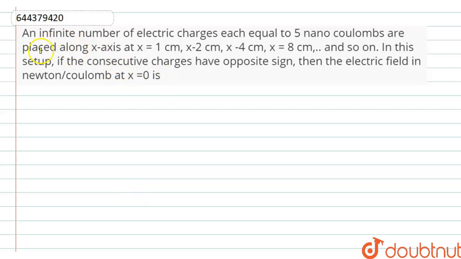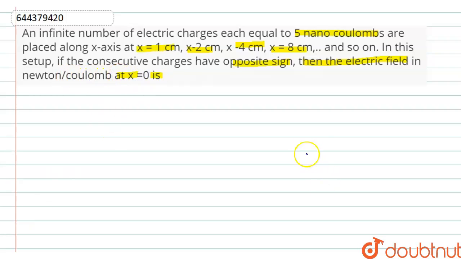Hello dear students, here the question is: an infinite number of electric charges, each equal to 5 nanocoulombs, are placed along the x-axis at x equals 1 centimeter, x equals 2 centimeter, x equals 4 centimeter, x equals 8 centimeter, and so on. In this setup, if consecutive charges have opposite signs, then the electric field in nanocoulomb at x equals 0 is.